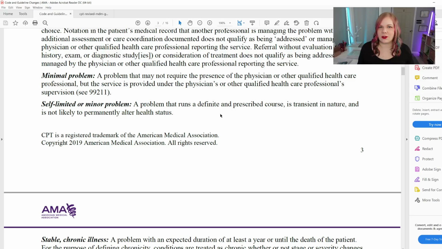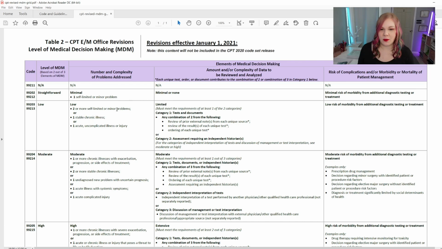Sometimes it can be a little difficult to decipher between a self-limited or minor problem and a minimal problem. A minimal problem is more that 99211 service, something where even if that patient hadn't received healthcare services that day, it would have likely resolved on its own. Self-limited or minor is something that runs that prescribed course, is transient in nature, and is not likely to permanently alter health status. So 2 or more self-limited or minor problems would meet that qualification here for a low number and complexity of problems addressed, or just 1 stable chronic illness, stable meaning that the patient is at their treatment goal as designated by their provider.